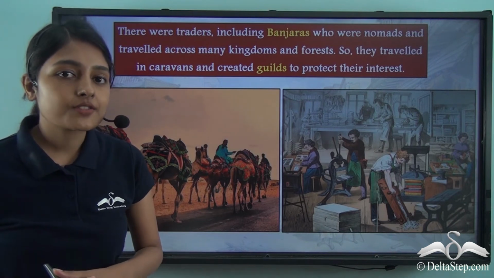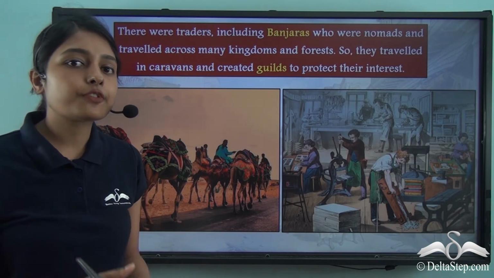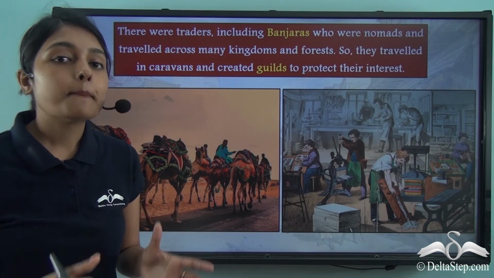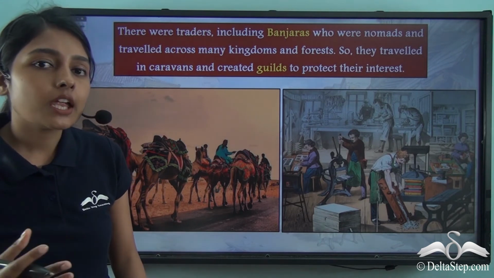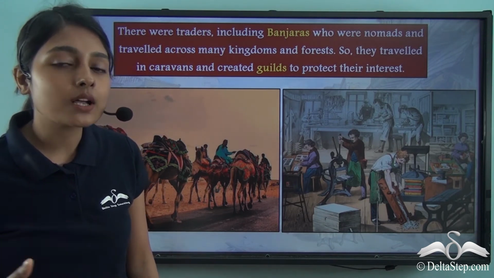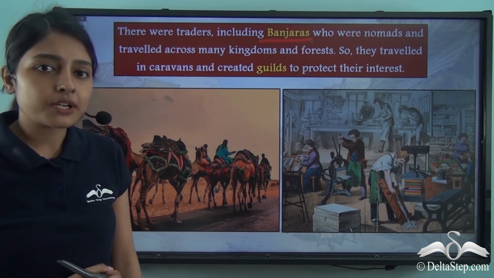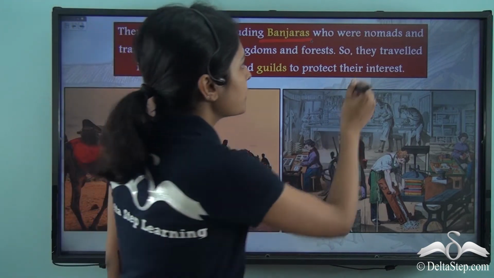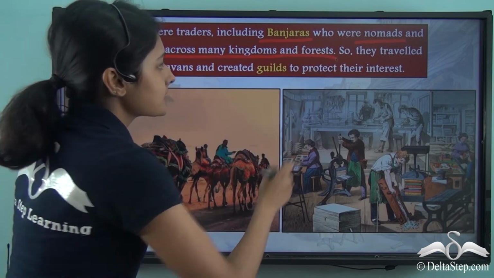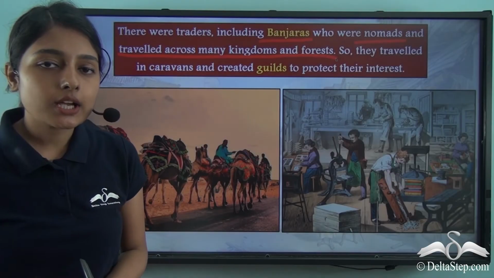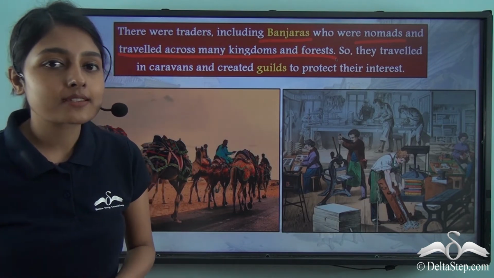By now we have understood that traders during the medieval period used to travel from one place to another to buy and sell their goods, that is, to perform trade. Now there were different kinds of traders, and one such kind of traders were the Banjaras. Now who are Banjaras? Banjaras were nomads who traveled across many kingdoms and forests. The Banjaras used their camels and horses to travel from one place to another.